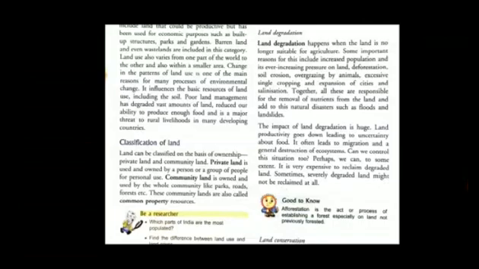What is private land? Private land is used and owned by a person or a group of people for personal use. Now, community land. Community land is owned and used by the whole community, like parks, roads, forests, etc.